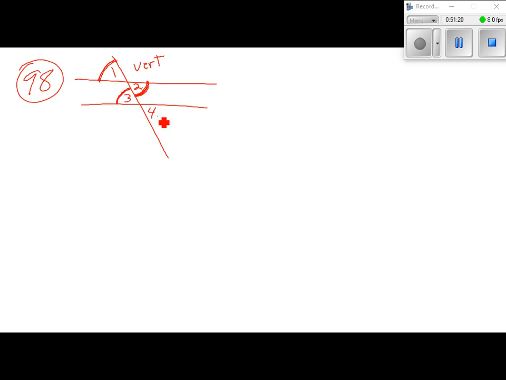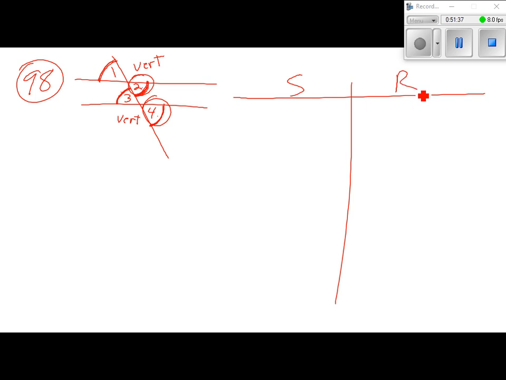Well, 3 and 4 are also vertical angles. So they have to be congruent. So that tells me that all 4 of these angles have to be congruent. And then I can say angle 2, by substitution there, angle 2 is congruent to angle 4. So we should be able to go through and do this. Statements, reasons. First statement, angle 1 is congruent to angle 3. That was given to us.